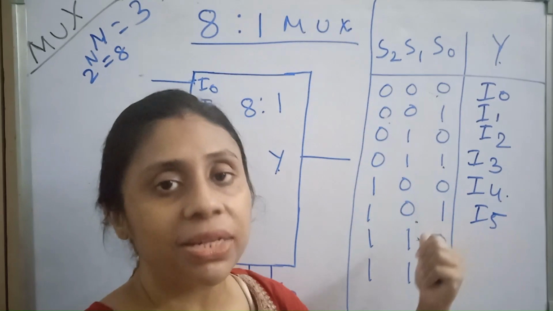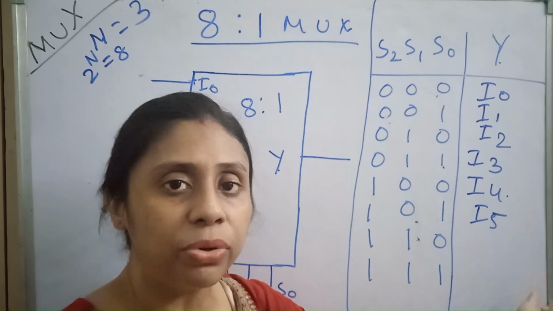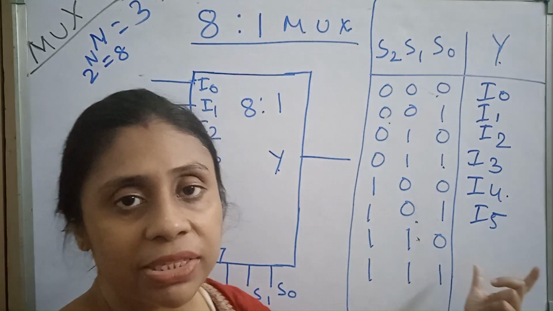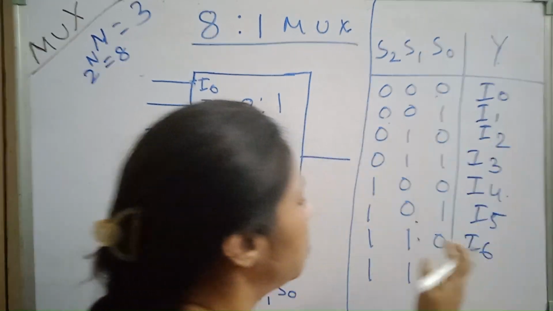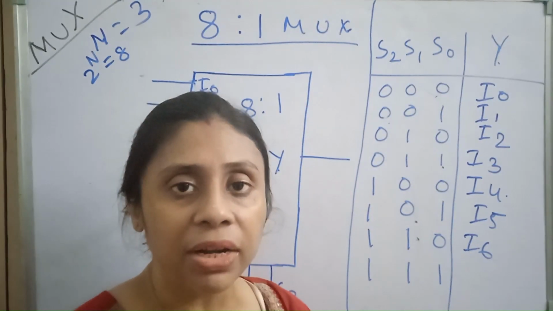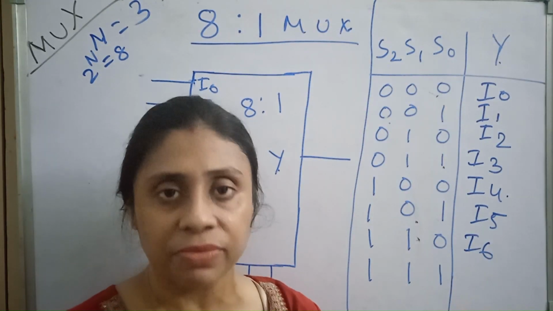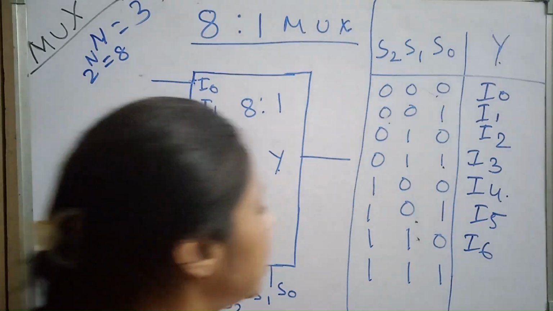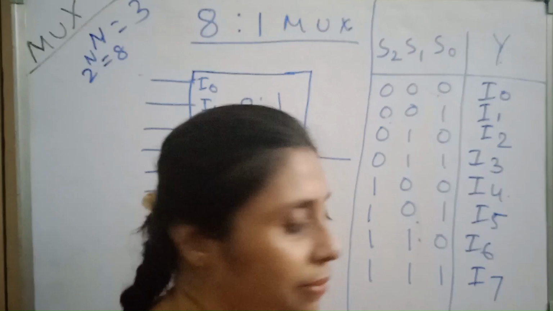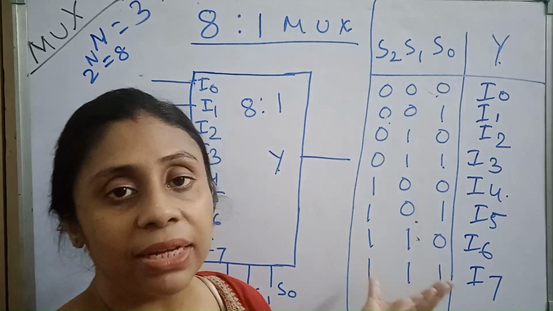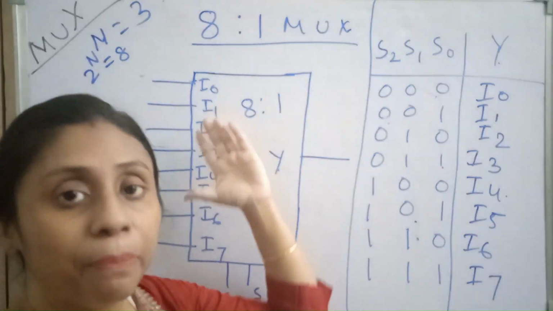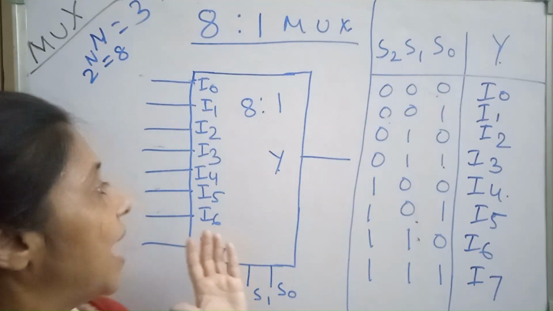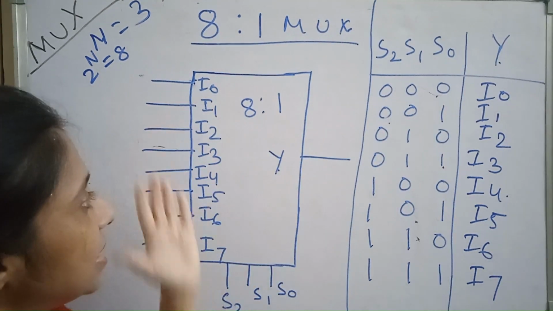Whatever input is given at the I5 line will be directly transferred to the output line Y. For 1, 1, 0, that is decimal 6, I6 will be selected and Y is equal to I6. For 1, 1, 1, that is the decimal equivalent of 7, then I7 will be selected and Y is equal to I7. So depending upon the input combination at the select lines, one of the many input lines will be selected and transferred to the output line. This is an 8:1 MUX.